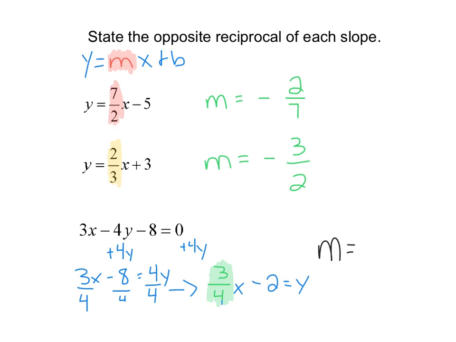The opposite reciprocal would be negative 4 over 3.